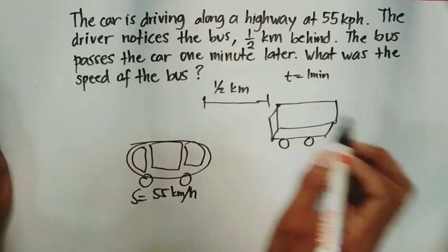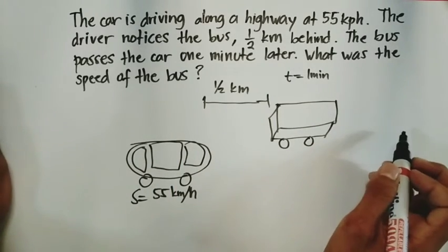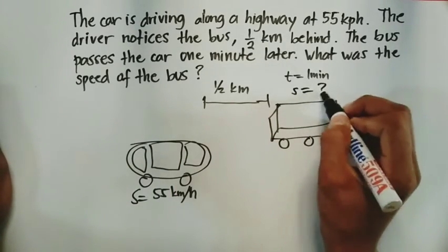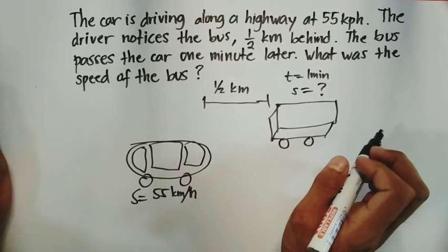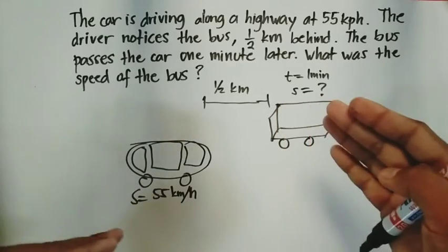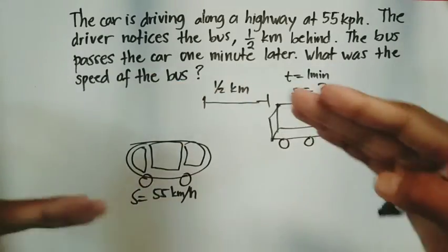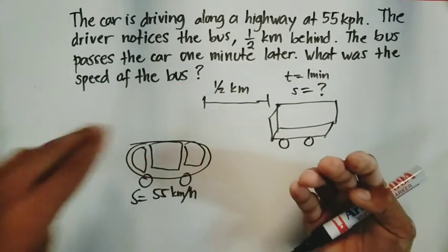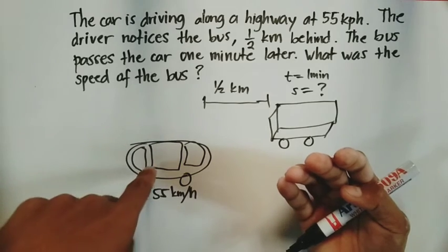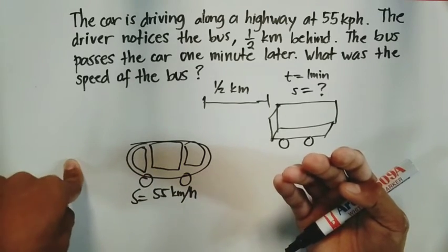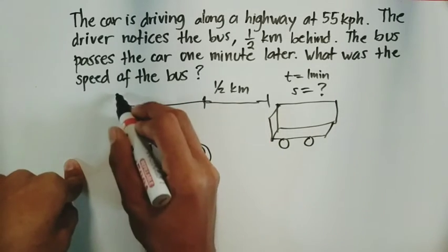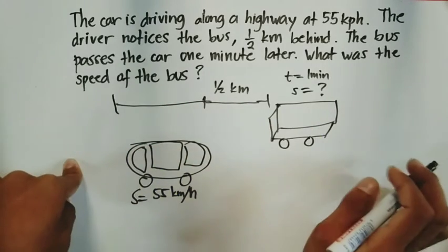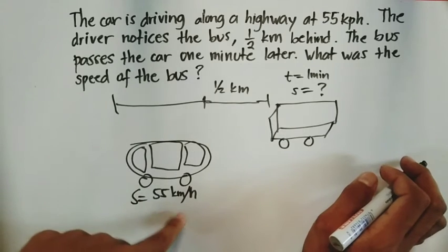Tapos, ang hinahanap, what was the speed of the bus? So, speed yung hinahanap natin nito. So, ang gagawin natin first, i-consider natin na kapag ito papalapit dito, magkakasabay yan, ito ay gagalaw din. Mga kunwari dito, after 1 minute, andito na yan. So, dapat i-consider pala natin yung distance na matatravel niya dito, hindi lang 1/2 kilometer. Kasi nga, gumagalaw din to.